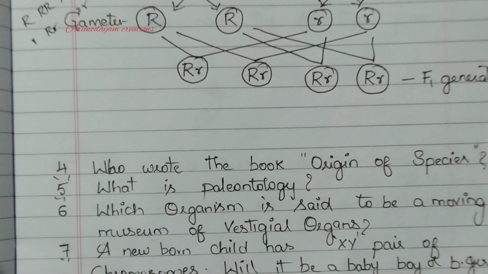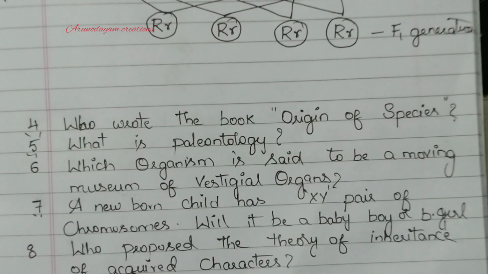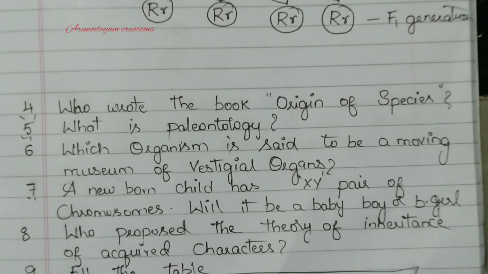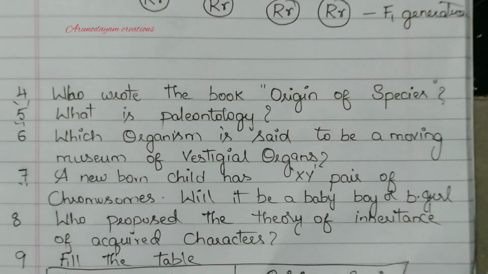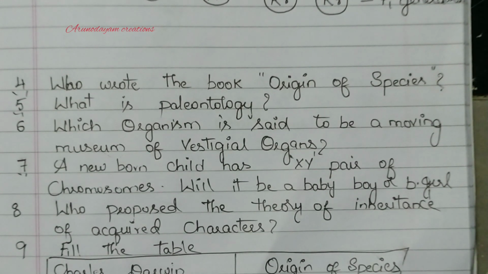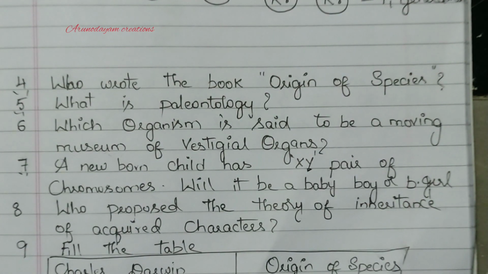Fourth question, who wrote the book Origin of Species? Charles Darwin. What is paleontology? The study of fossils is called paleontology. Which organism is said to be a moving museum? It is human being. A newborn baby will have XY pair of chromosomes. Definitely the baby is a baby boy. Why? Because the chromosome Y imparts male characters. That's why the baby is a boy.